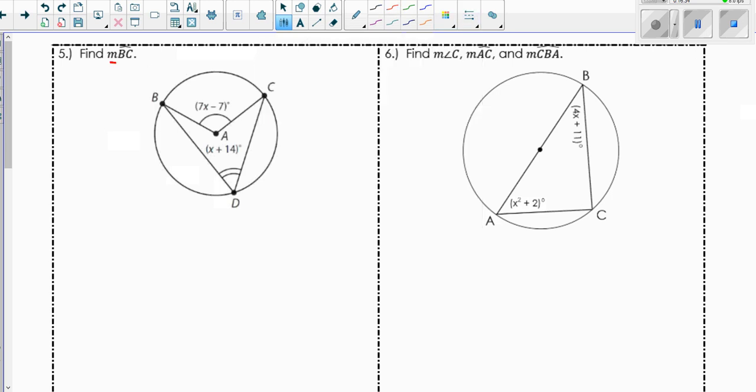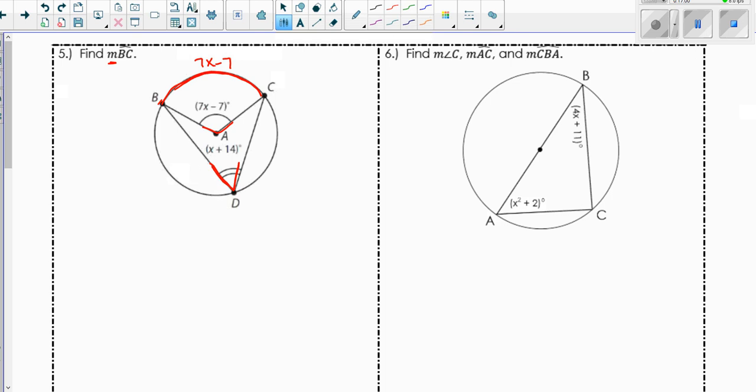Okay, so this problem says that we need to find the measure. Now notice it says measure, so we're no longer talking about an arc length, we want an angle. So if I want to find the measure of arc BC, that would be this. Well, the only way that I can figure that out is if I can figure out what x is. Well, if this central angle right here is 7x minus 7, then that means that this arc is also 7x minus 7. I can see that this arc actually opens up to this inscribed angle as well.